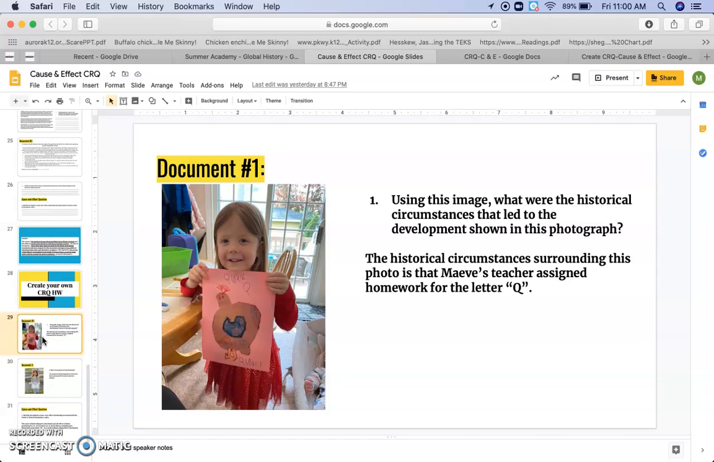So her homework was, her teacher assigned her the letter Q, and she had to kind of model after the teacher a quail, right? Because there's not many things that start with Q. So she had to create a quail, right? She had to write the word quail there and the letter Q. So I used this picture, and the question I asked myself was, using this image, what were the historical circumstances that led to this photograph? So what led to Maeve doing this? The historical circumstances surrounding this photo is that Maeve's teacher assigned her homework for the letter Q. That's why she did her homework.